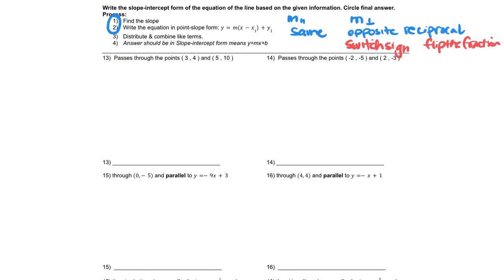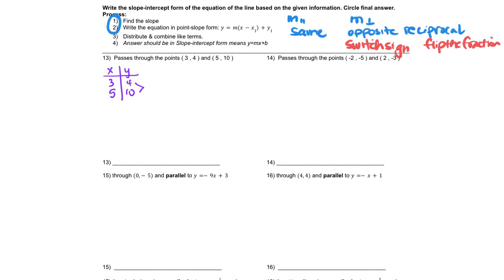Example 13 just asks for an equation that passes through these 2 points. We're going to put that in point-slope form. So this is a review of what we did last class period. We start by finding the slope, which I always make a little mini table for.